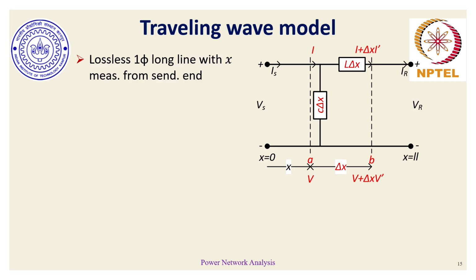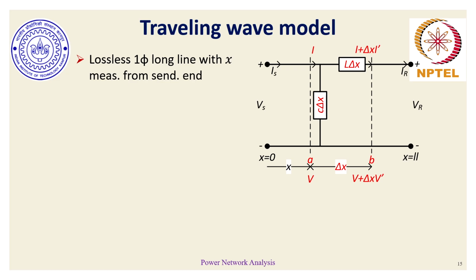But the premise behind that analysis starts from this lossless long line, where the waves, or the voltage and currents, are being treated in terms of waves. So let's see how this traveling wave model looks for a lossless long line. I'm just going to briefly state how it appears, or why it appears.